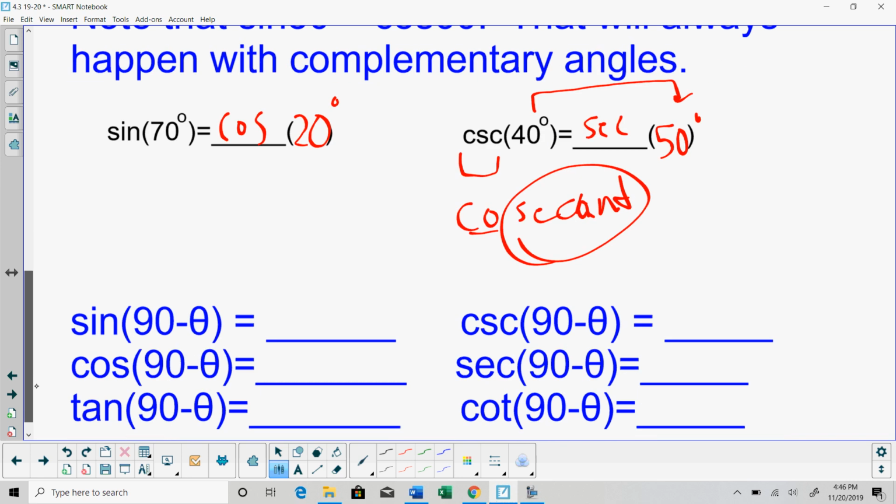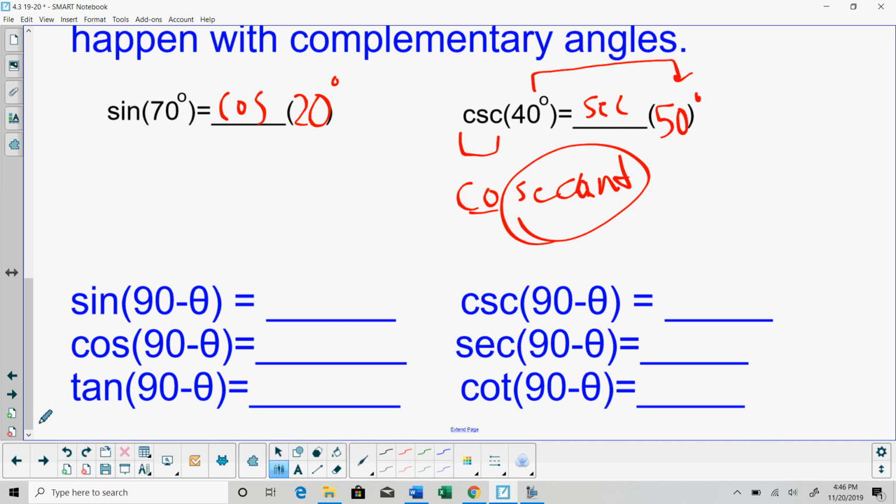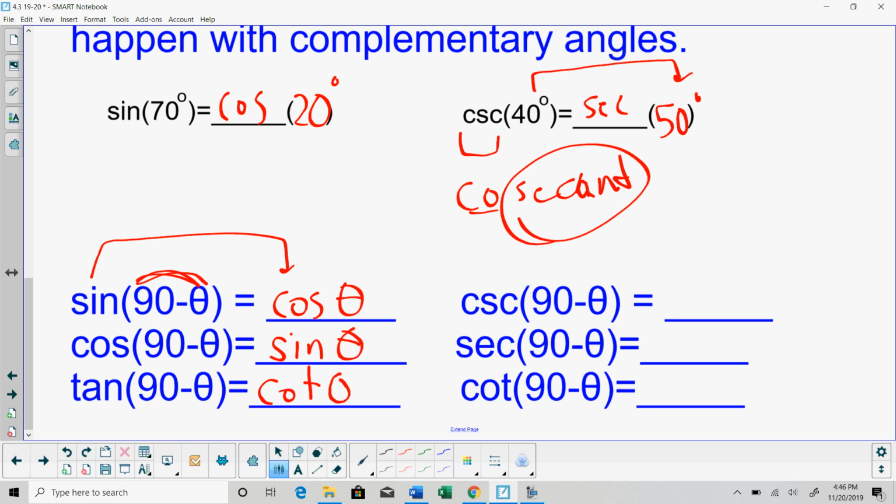All right, so in general, then, we can fill these out. So, for example, we can say that the sine of 90 minus theta is going to be equal to, I need the co-function of sine, which is cosine, and I need the complement of 90 minus theta, which is just theta. All right, cosine of 90 minus theta is going to be the co-function of cosine is sine. Just add a co or take the co off. So sine, and the complement of 90 minus theta is theta. And the tangent of 90 minus theta, put a co in front of the tangent and you get cotangent, and the complement of 90 minus theta is just theta.